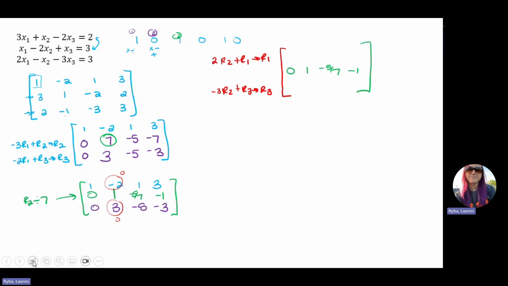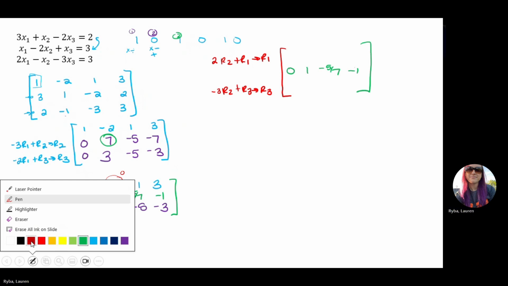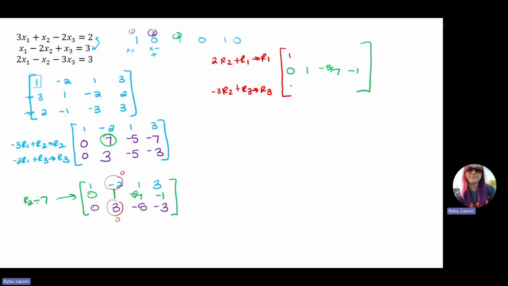Not everything's going to change, but the 1's going to stay, the 0's going to stay. And the goal of this step was to make zeros here and here. We can always double check. 2 times 1 plus -2 is in fact 0. So I'm working with these 2 rows, each pair as I work down.